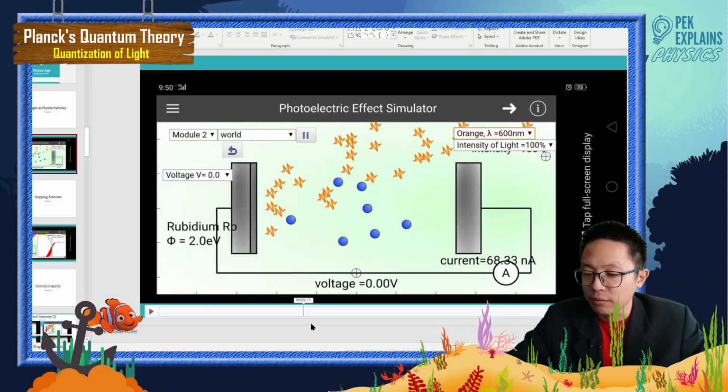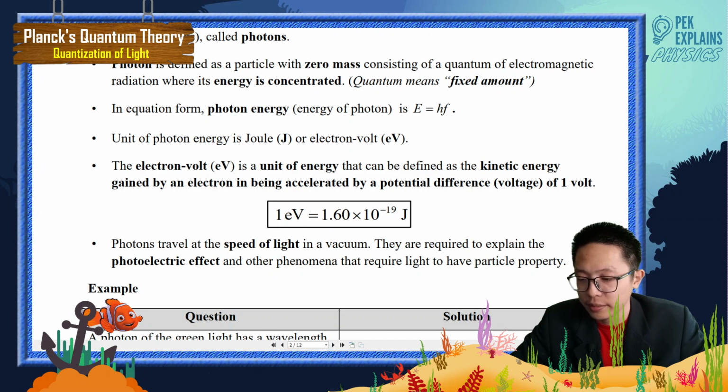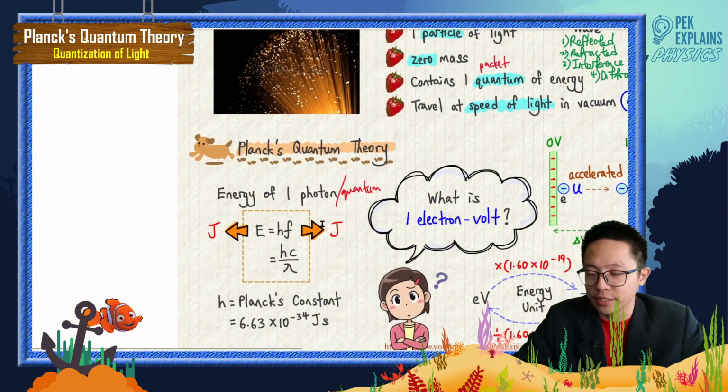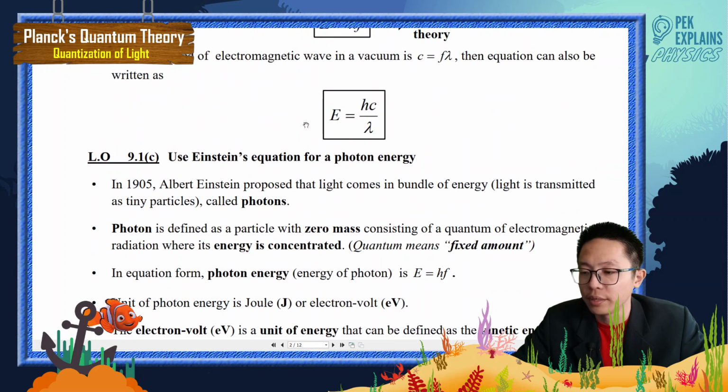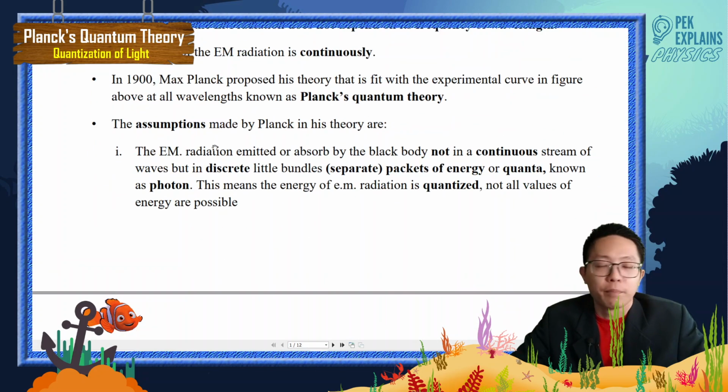Okay. Now let's look at this one. What is described by Planck's quantum theory? Assumptions made by Planck in his theory are that the electromagnetic radiation by the black body is not in a continuous stream of wave, but in discrete little bundles, separate packets of energy called quanta or quantum. Quanta means plural, quantum is singular, known as photon. This means the energy of electromagnetic radiation is quantized. Not all values of energy are possible.